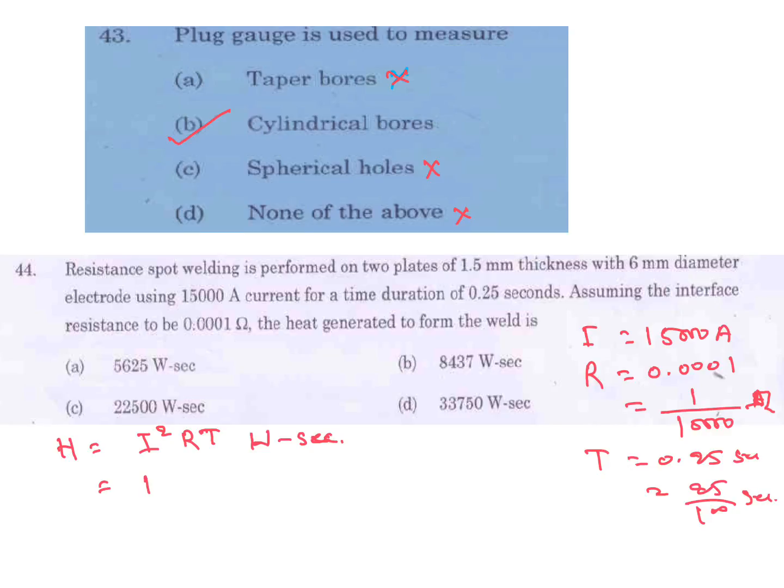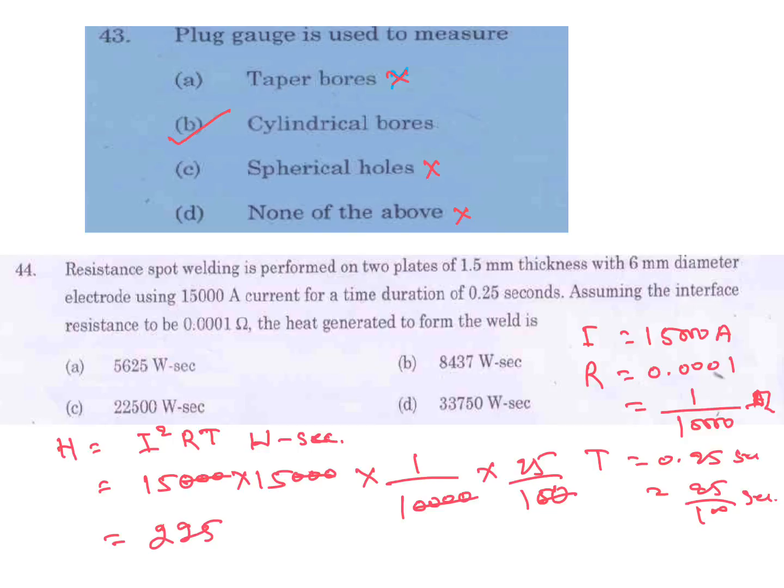Put the values: I square R T, 15,000 squared into 1/10,000 into 25/100. Here 10,000 and the zeros cancel. 15 into 15 is 225, its square into 25. 25 into 5 is 125, 5, then the rest is 12. 25 into 2 is 50, 12, 62. 25 into 2 is 50 plus 6 is 56. 5625 watt second. Answer is A.